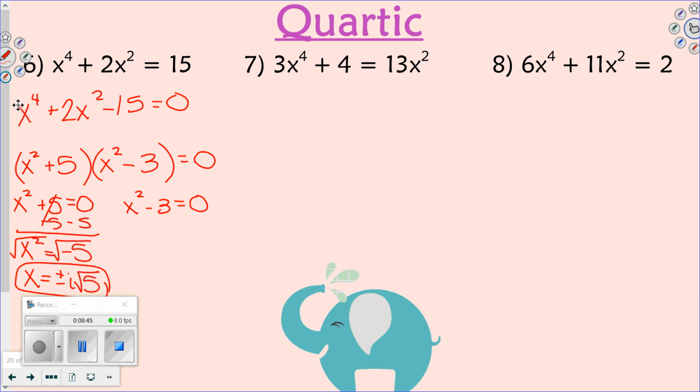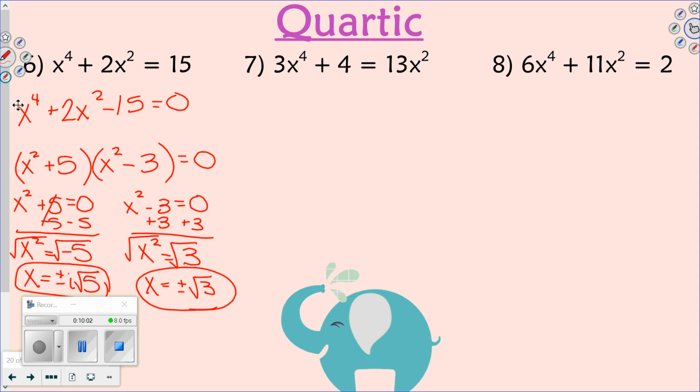All right, and then solving the other one, we'll have to add 3. So x squared equals 3. Take the square root. Plus or minus square root of 3.